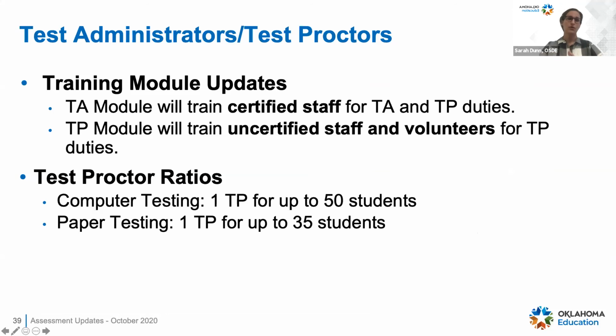Next, we have updates for our training modules. Test administrators and test proctors still have to be trained before they can ever administer or proctor a test. If somebody completes the test administrator module and passes the quiz with a pass rate of 80% or greater, that would certify them to be both a TA and a TP. If somebody completes the TP module, the test proctor module, they would be trained to be a test proctor only. So if you're a test administrator and you take the test administrator module, you do not have to go back and take the test proctor module. The TA module covers training for both TA and TP duties.